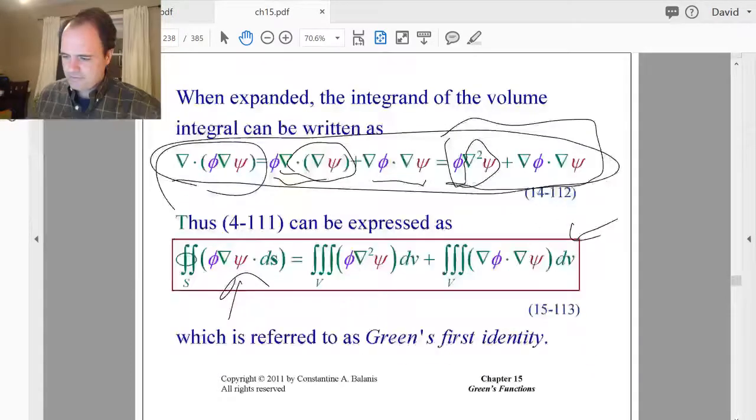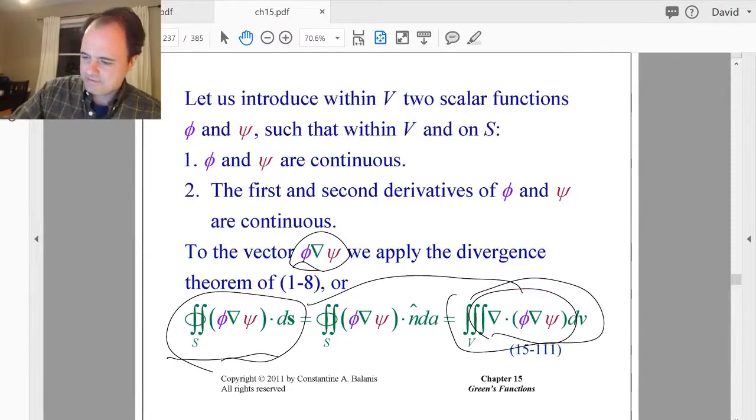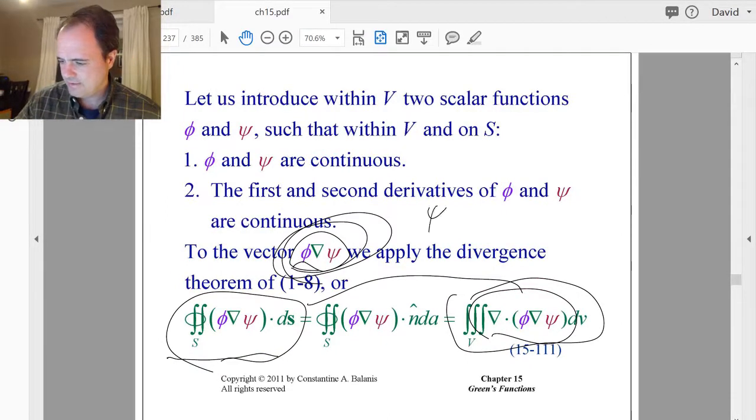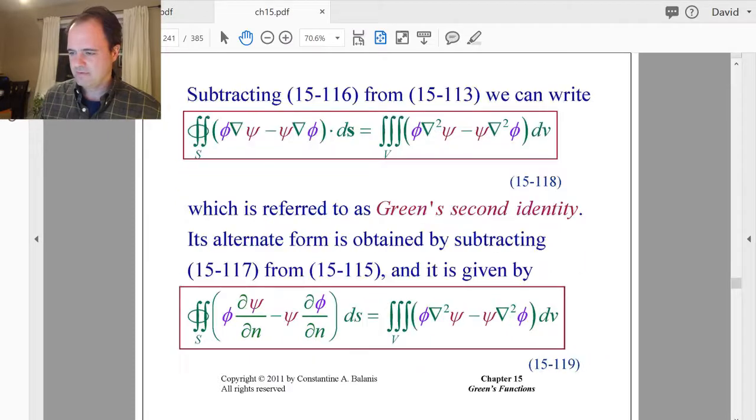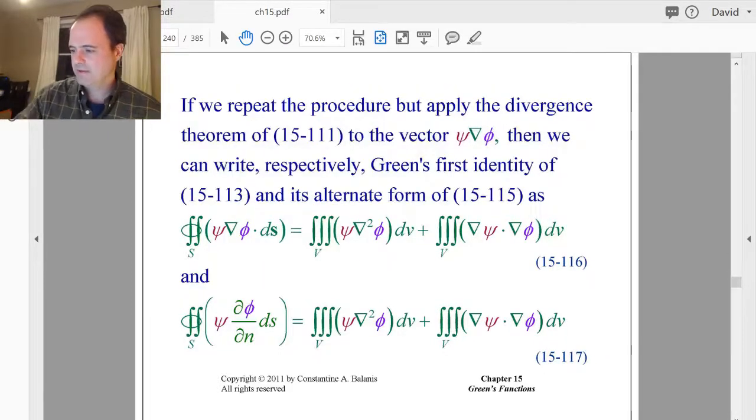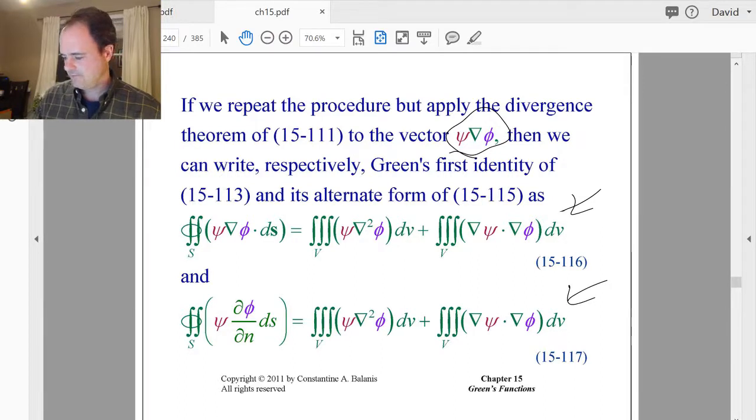Okay, so we started off by looking at this function. We can now, likewise, look at this vector function. And that's what we do right here. We look at doing the same thing with that function. And so when we do that, we get either this, which we can express as this as well. And that's, again, Green's first identity.